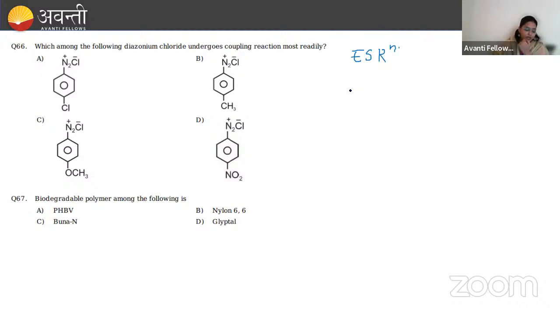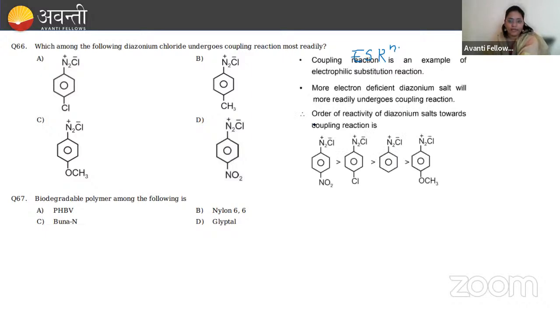So in electrophilic substitution reaction, electron deficient diazonium salt will very easily undergo the coupling reaction. Which type of salt? Electron deficient. Most electron deficient will easily undergo the coupling reaction. So here the order of coupling reaction is like this way. This is our option D, then option A, then option B. Not B, this is normal, and this is option C. So the order of reactivity of diazonium salts towards coupling reaction is like this way.